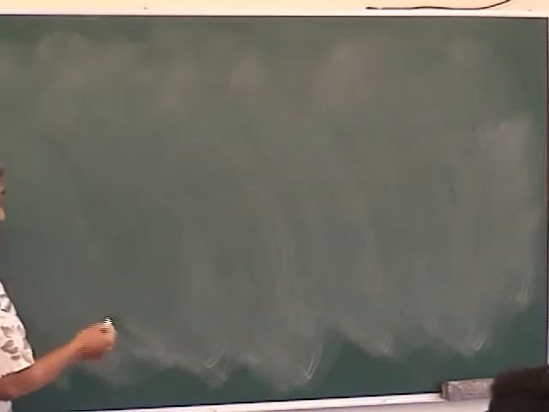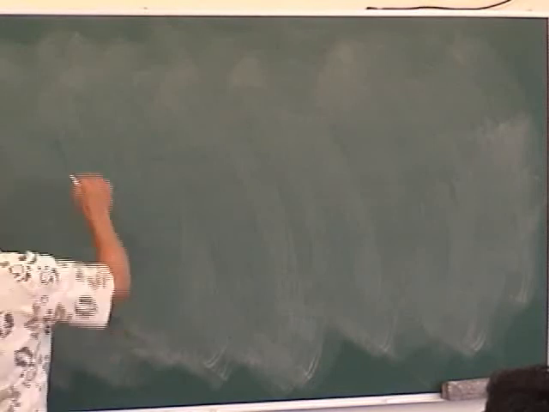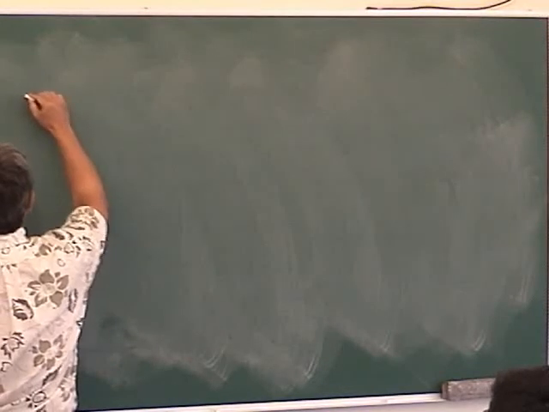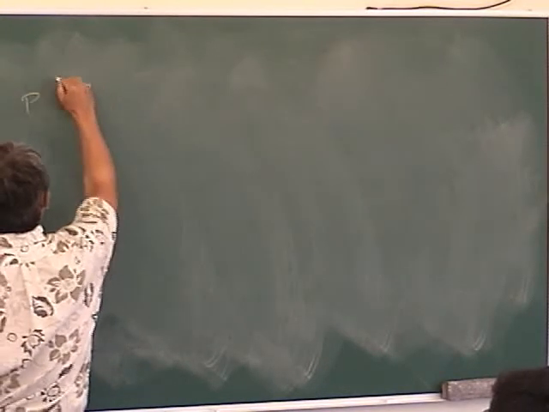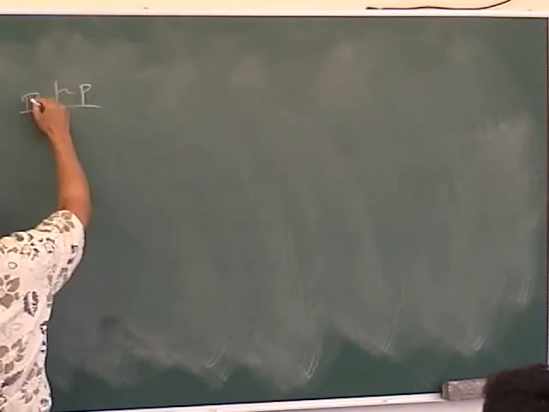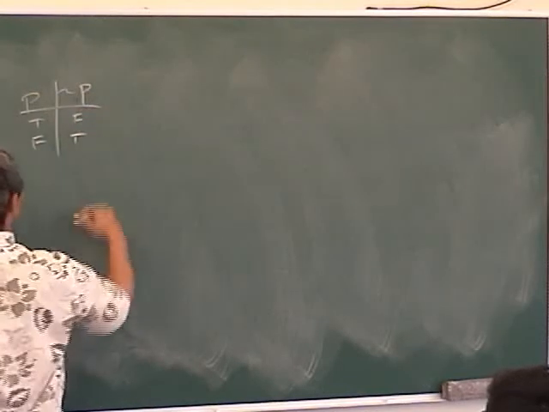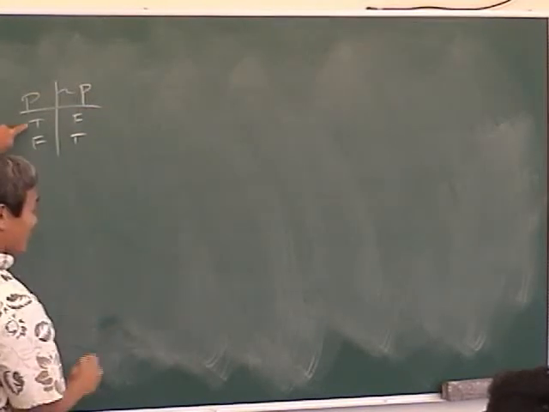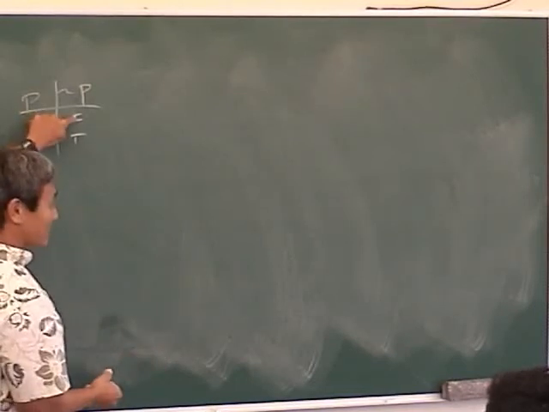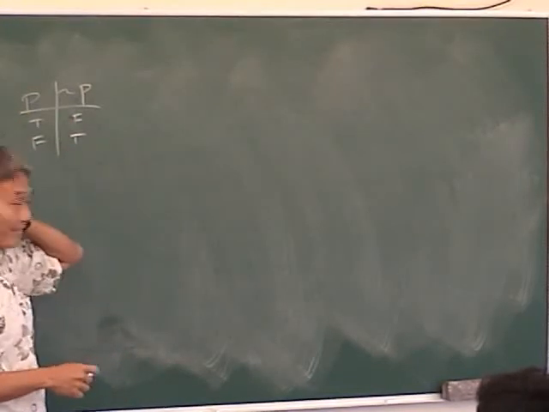Okay, every statement in logic is either true or false. So the simplest truth table is negation, like this. This is not P, the negation of statement P. So P is either true or false, then the negation is going to be false, true, right? Because if statement P is true, then its negation is going to be false. If statement P is false, its negation has to be true. So that's kind of obvious.